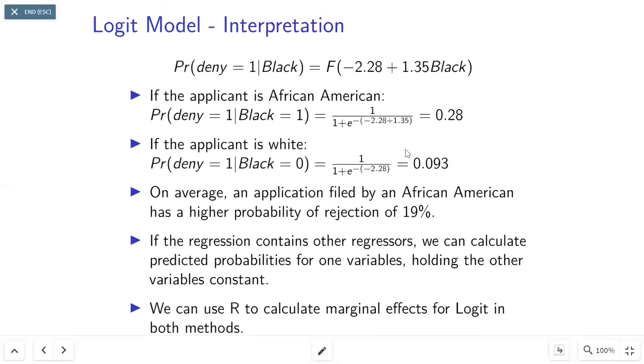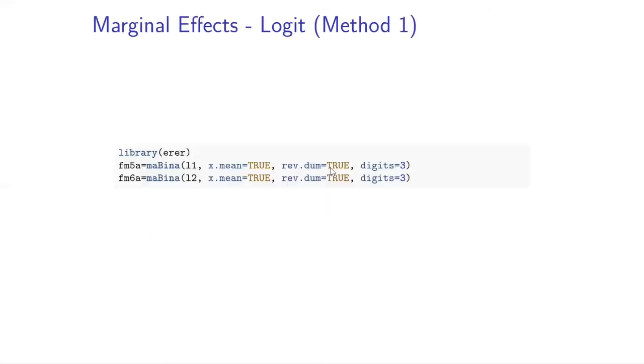This computation process is manual and tedious. We can use R to estimate the marginal effects for us. Again, we're going to use the mfx function in the mfx package to evaluate the marginal effect. The syntax for the function is exactly the same as before. In this case, we set x.mean equal to true to use the first approach to evaluate the marginal effect.